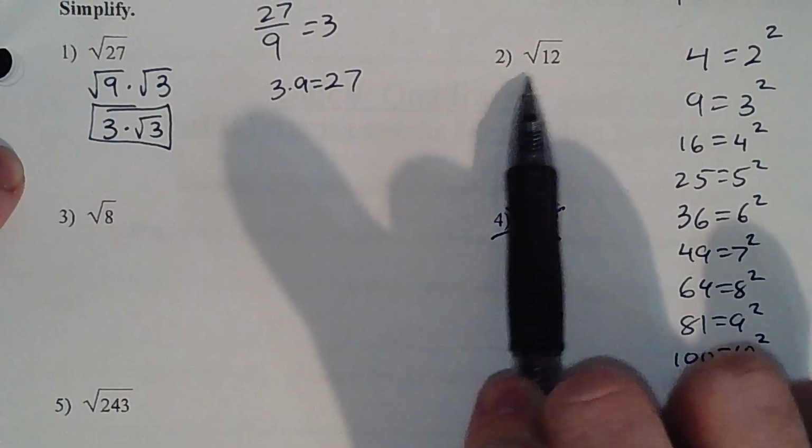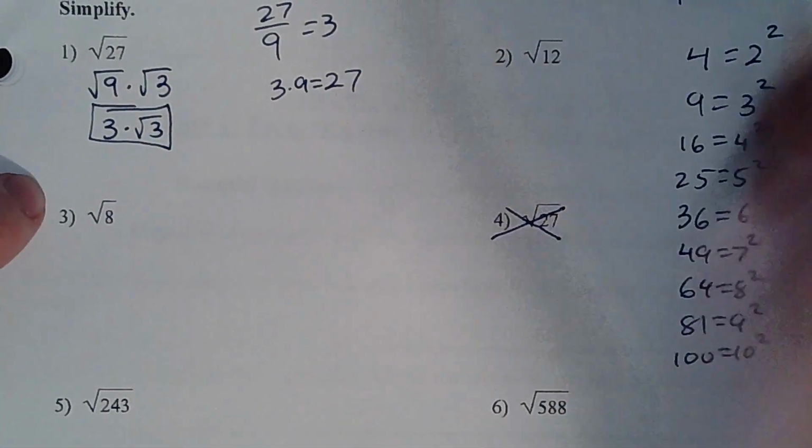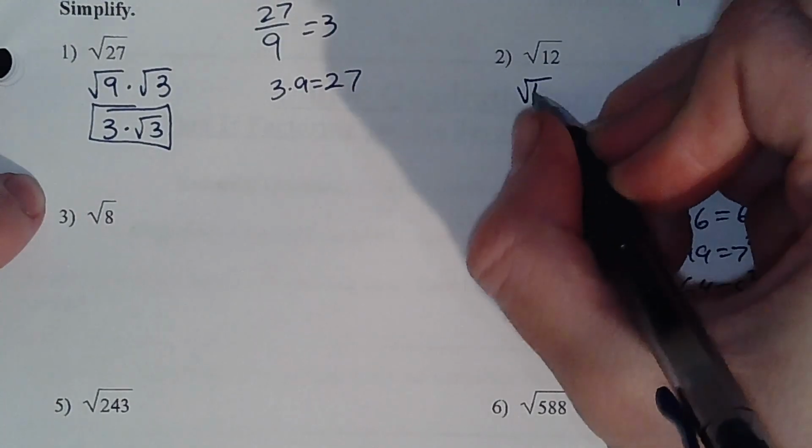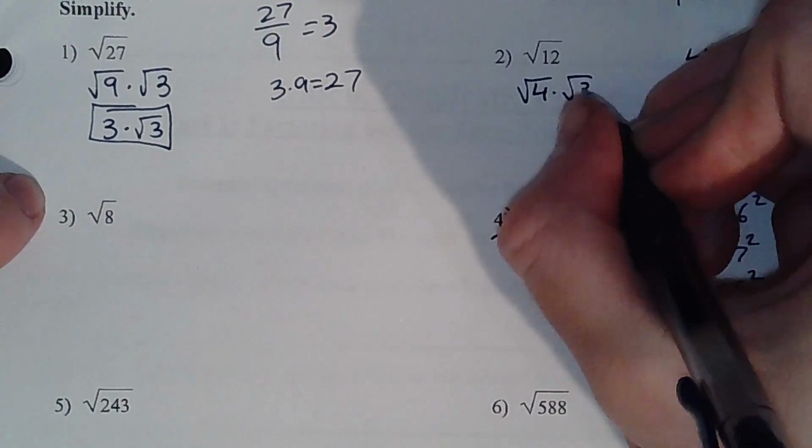Anyways, number 12 here. Check to see first, does it divide by 4? It sure does. We can immediately rewrite and say, hey, this guy is the square root of 4 multiplied by the square root of 3.